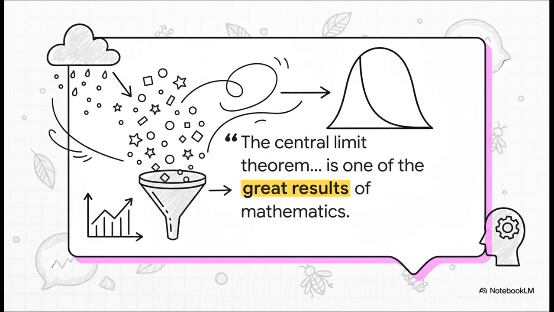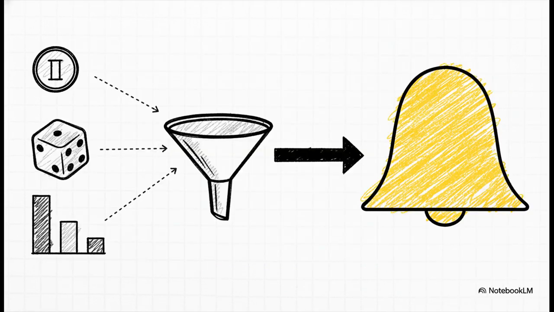And now for the second pillar. This theorem is, and I'm not exaggerating, one of the most astonishing and important results in all of mathematics. The central limit theorem explains a pattern that we see literally everywhere. This slide really captures the almost magical idea at the heart of the theorem.